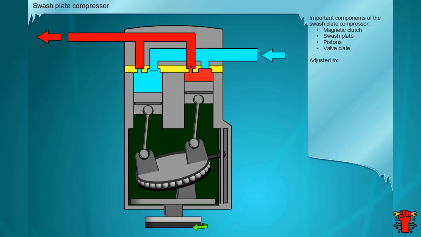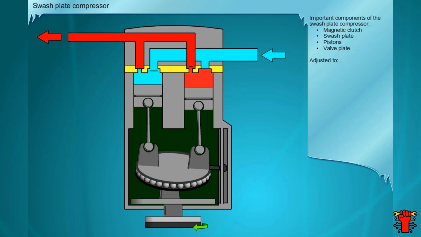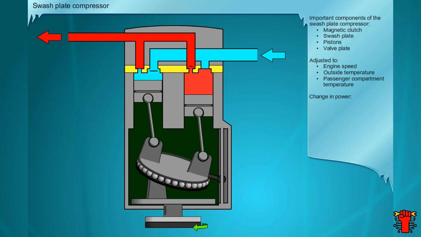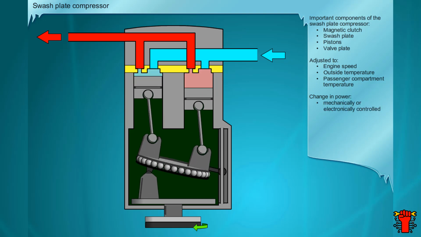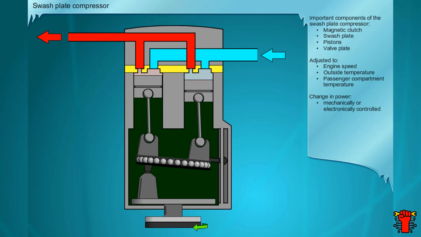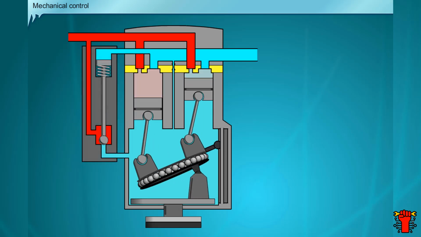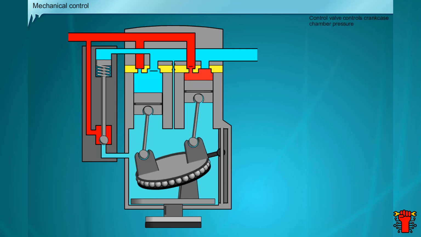There are regulated and non-regulated swash plate compressors. Variable compressors are used to adjust the rate of delivery to influencing factors such as engine speed, outside temperature, or desired interior temperature. For this, a mechanically or electronically controlled control valve is used. Using a regulated swash plate compressor, the angle of the swash plate and thus that of the piston stroke is adjusted. The mechanical method of regulation is a simple one. The control valve responds to the low pressure and controls the pressure in the crankcase chamber.